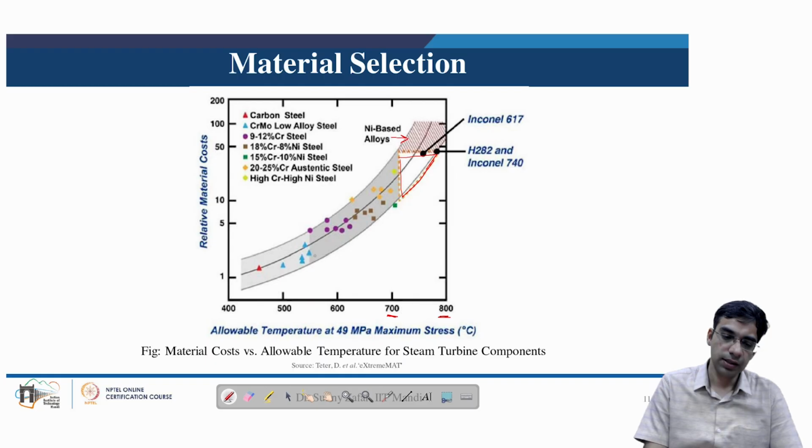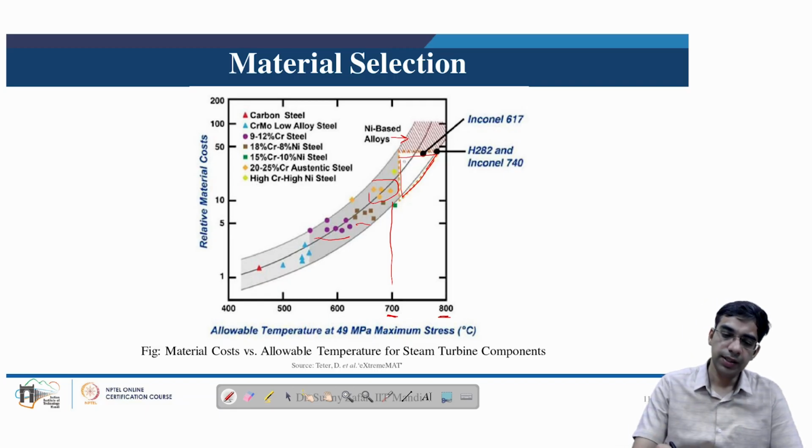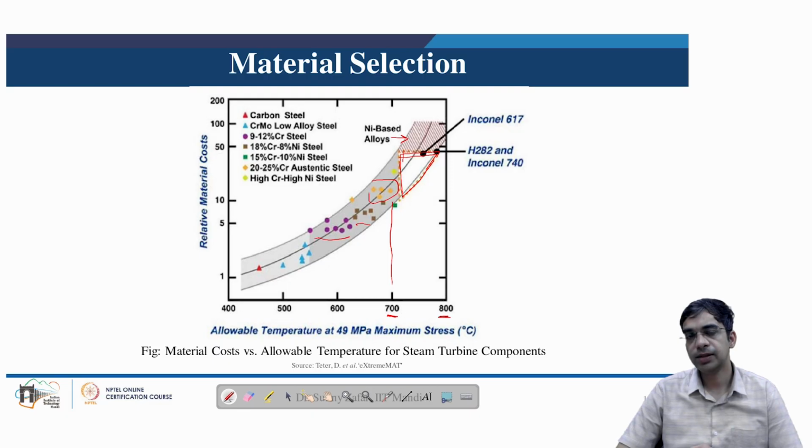So traditionally, these 9% to 12% chromium steels are used, and as the temperature is increasing, the percentage of chromium and nickel is increasing. So these 18% chromium, 8% nickel steels are used. And as we approach nearing 700 degrees centigrade, 20 to 25% chromium based austenitic grade steels are used to make the steam turbine blades. But there is a gap in material development, as the temperature range of the steam turbines goes beyond 700 degrees Celsius, between 700 and 800 degrees Celsius, that is the ultra supercritical range. Newer materials are being constantly developed for such applications.